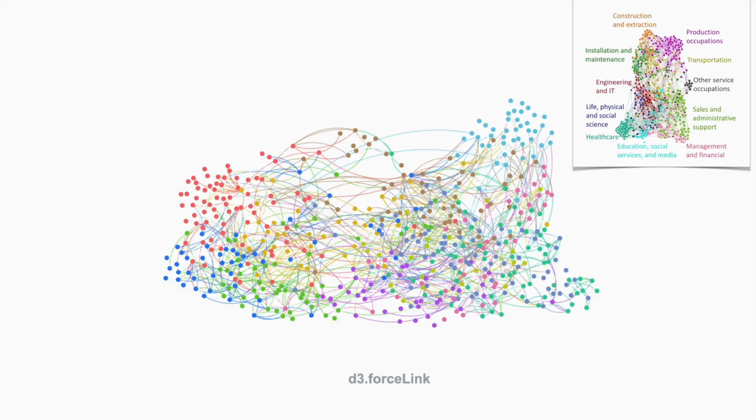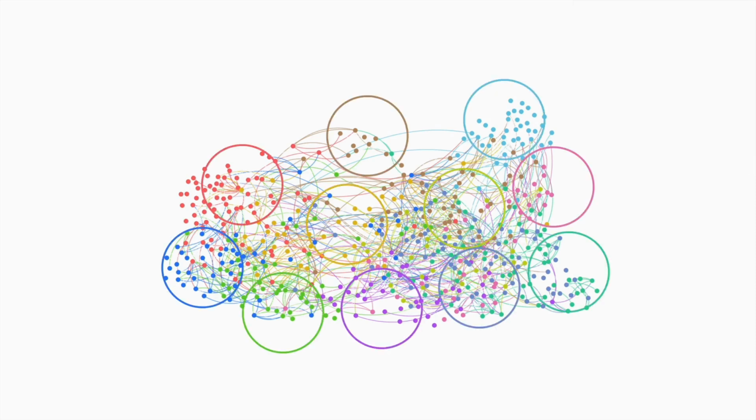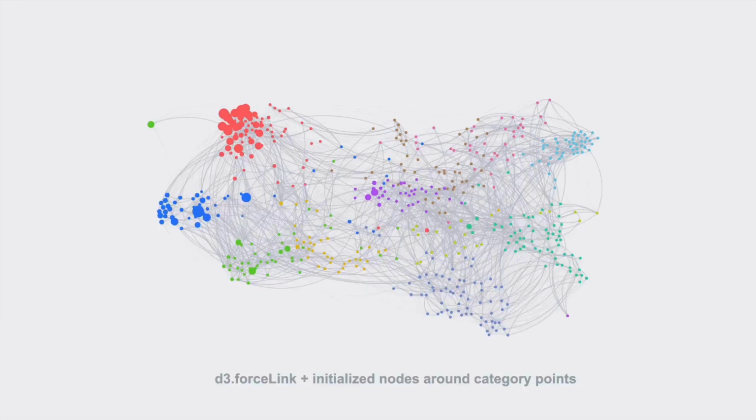I began with a standard force-directed layout to verify the network structure and clusters, similar to what appeared in the original paper. From there, I created a custom layout. I defined a central point for each category based on its cluster center, and initialized occupations around those points. So the network kept its force-link properties but became more organized.